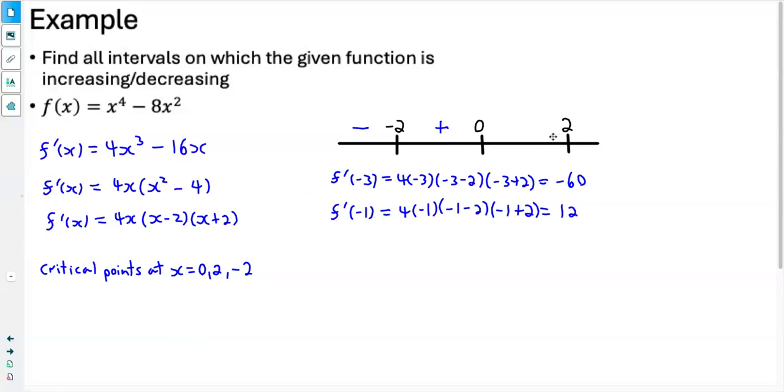Next, I'm going to look at this section. So a value between 0 and 2 would be +1. So I've got f prime of 1 is equal to 4 times 1 times 1 minus 2 times 1 plus 2. And that gives us -12. So because we got a negative value and it was between 0 and 2, I'm going to mark that with a negative.